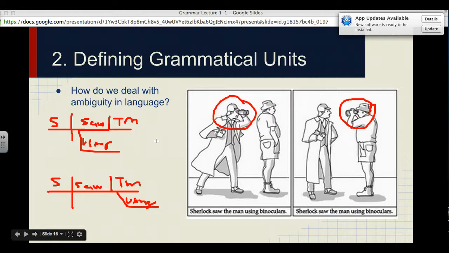So if we think about this in a social context, and Sherlock or Dr. Watson walked up to us and said, Sherlock saw the man using binoculars, how are we to know whether or not it means this first one or this second one? Well, if we walked up and Sherlock had binoculars hanging around his neck, we can most likely assume that, yes, he used them adverbially to do the seeing. But again, it's just one of those interesting things, and part of the reason why semantics is so interesting.